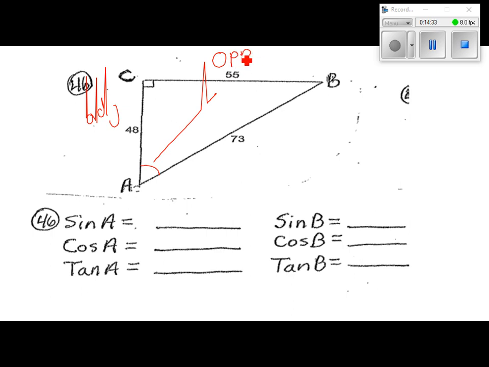And then the side across from the right angle, draw an arrow from the right angle towards that other side. What's that side get labeled? Hypotenuse. And you can abbreviate that if you want.